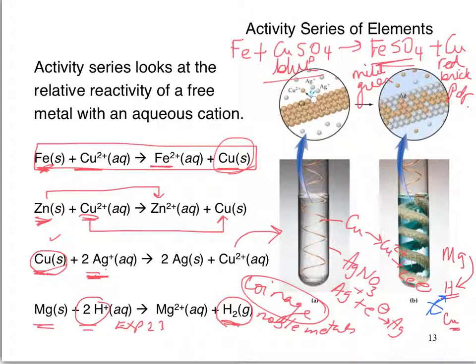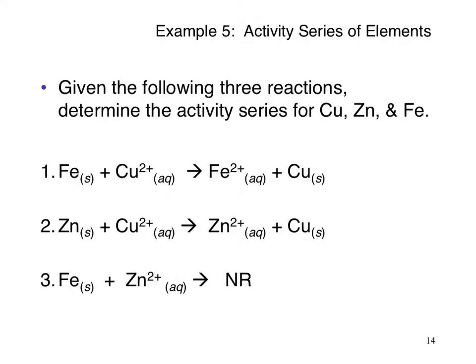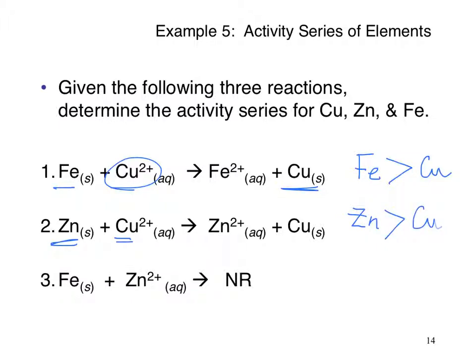So let's see if we can actually use this idea further on a real problem. The question is, given the following three reactions, determine the activity series for copper, zinc, and iron. So you're given that iron is able to displace copper. So hopefully you can infer from here that iron is higher in activity than copper. Zinc is also able to displace copper from its combined solution form.